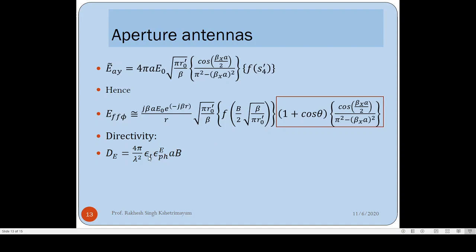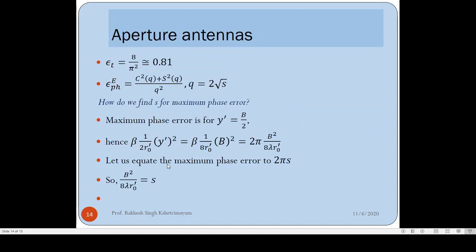So let us find out what is this epsilon taper and epsilon phase. Epsilon taper is standard for the open-ended waveguide. It's 8 by pi square, because we have already analyzed the epsilon taper for the open-ended waveguide, and that same field distribution is also here, cosine function with respect to x dash. So epsilon taper is 8 by pi square, which is approximately 0.81.